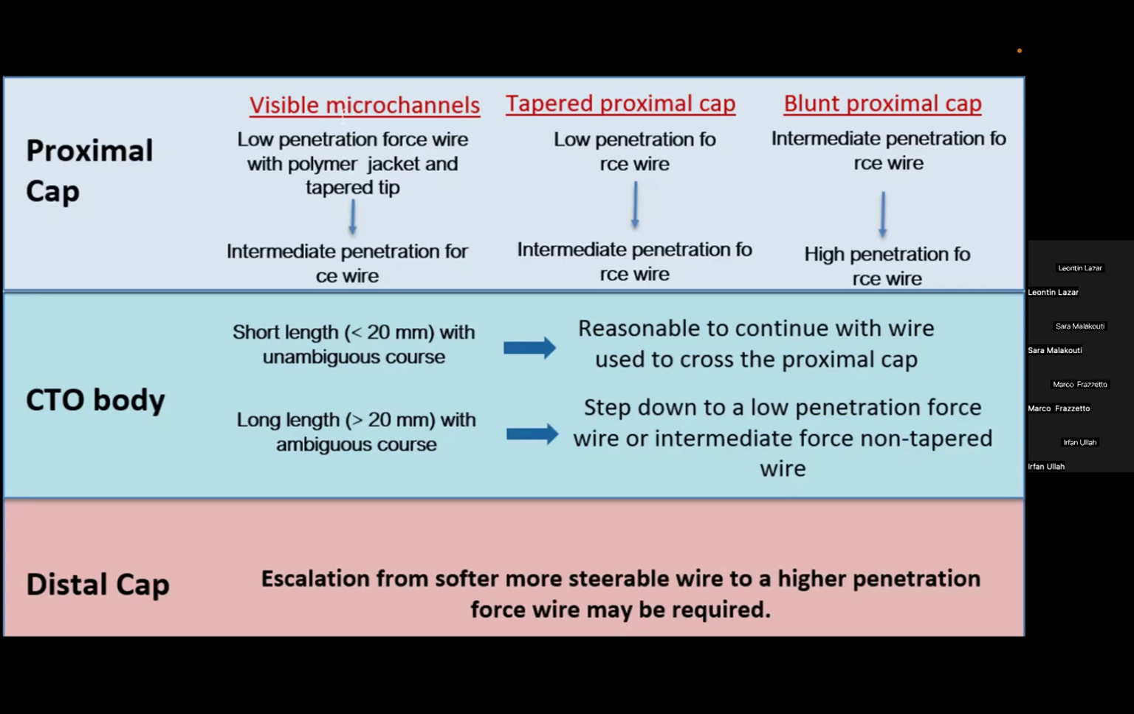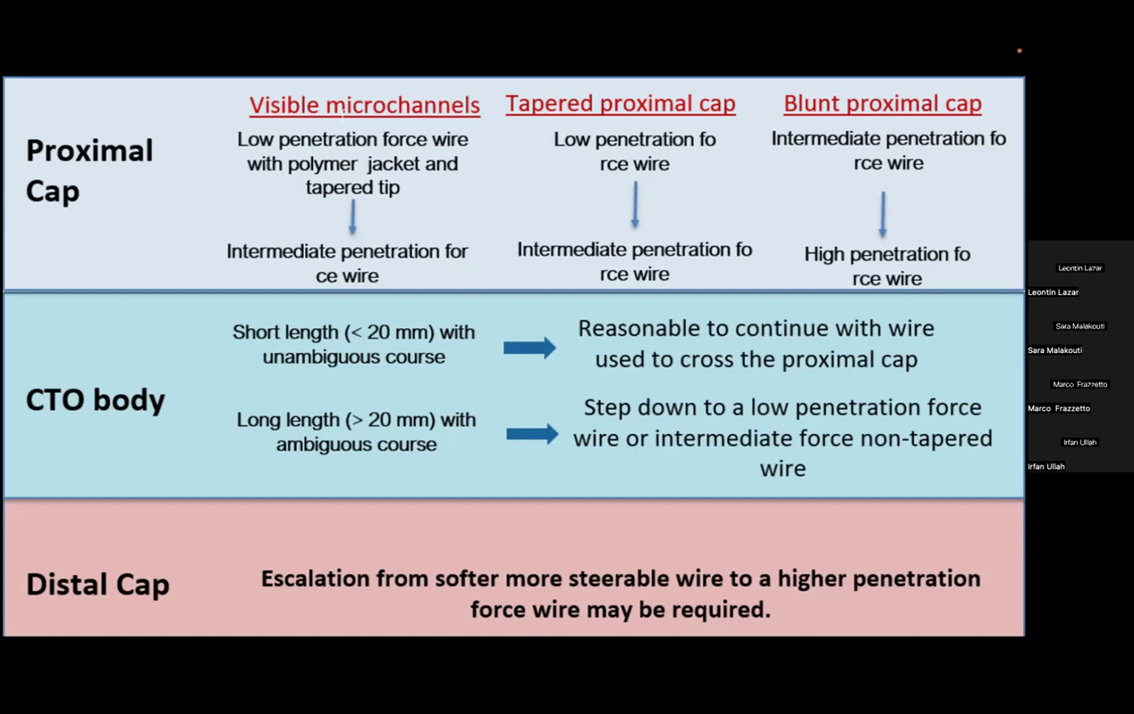When we have a taper proximal cap, we get a low penetration force wire, and in case of failure, we escalate to an intermediate penetration force or high penetration force wire. And in case of a blunt proximal cap, we go straight to an intermediate or high penetration force wire.